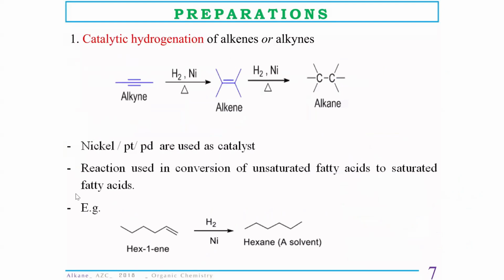So the next thing that we are going to look at is the preparations of alkanes. How do we obtain alkanes? Alkanes are produced first by catalytic hydrogenation of alkenes or alkynes.